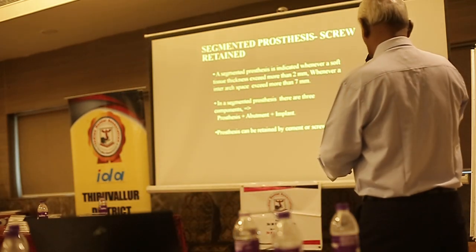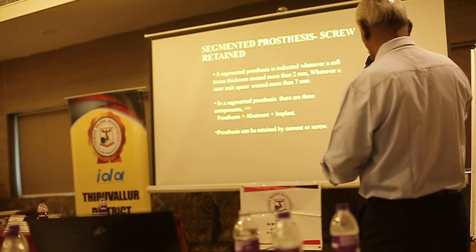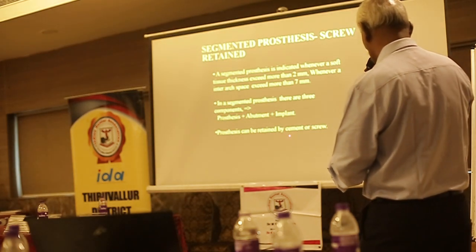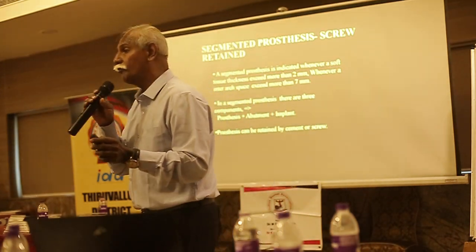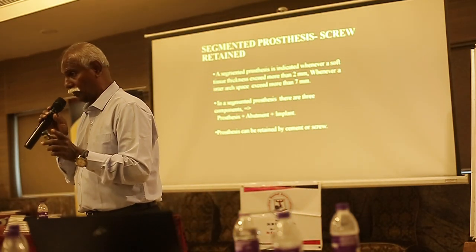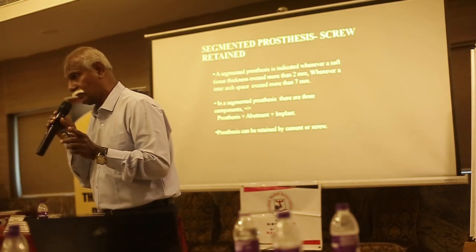In a segmental prosthesis, there are 3 components: implant, abutment, and prosthesis. The prosthesis can be retained by cement or screw. Clear? Whatever the thing. But never ever go for a cementable prosthesis for a full arch restoration. It's very, very difficult.